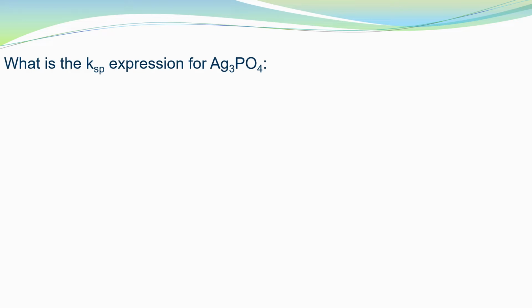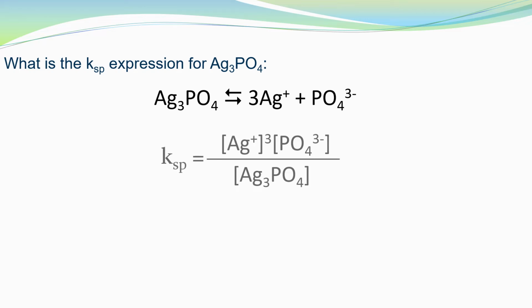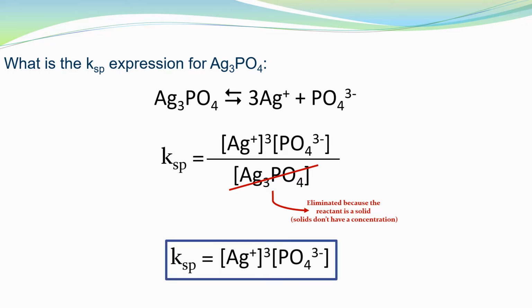So what is the KSP expression for Ag3PO4? Well, the first thing I always do is make a decomposition reaction. So KSP will equal the cations to the power of 3 multiplied by the phosphate concentration divided by Ag3PO4. Which, as we said, will be eliminated because it is a solid. So the KSP expression is then simplified to simply KSP equals silver ion concentration cubed multiplied by the phosphate concentration.